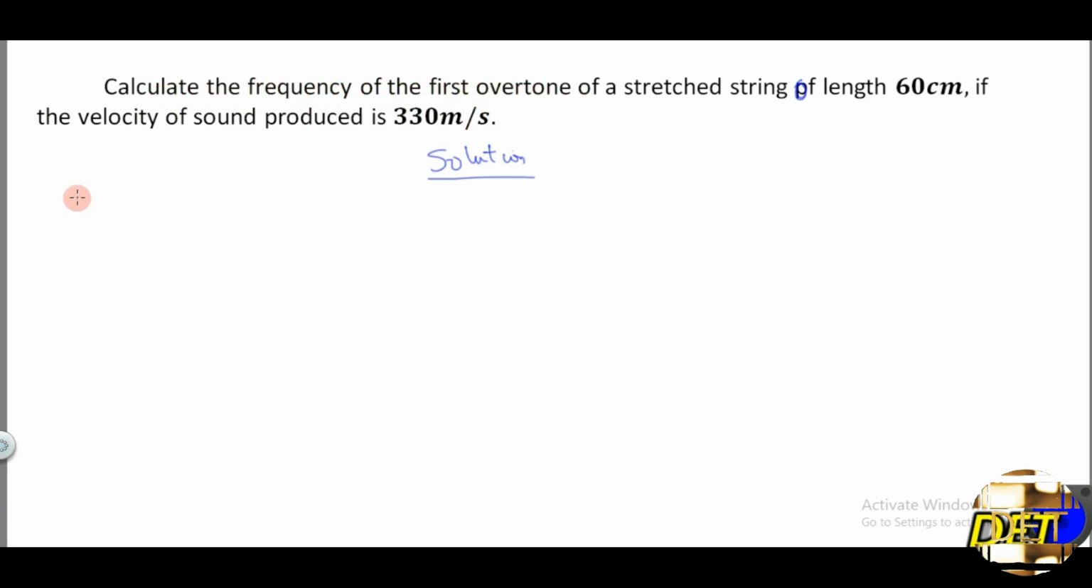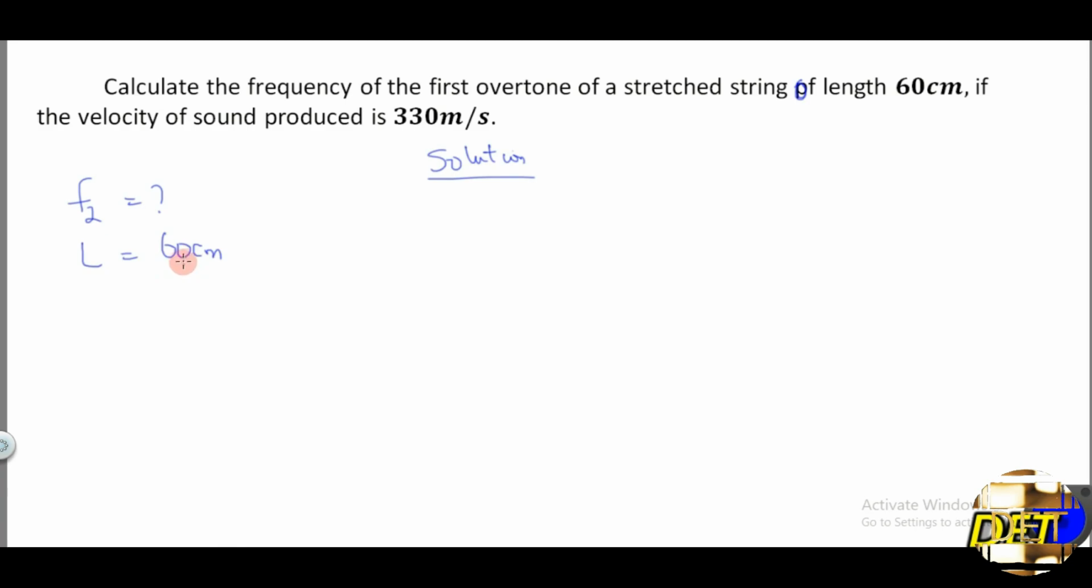So your first overtone is equal to what? Your second harmonic. So what we are looking for is what? F2. That was what we are looking for. Calculate the frequency of the first overtone of a stretched string of length 60 centimeters. So the length of the string is 60 centimeters.